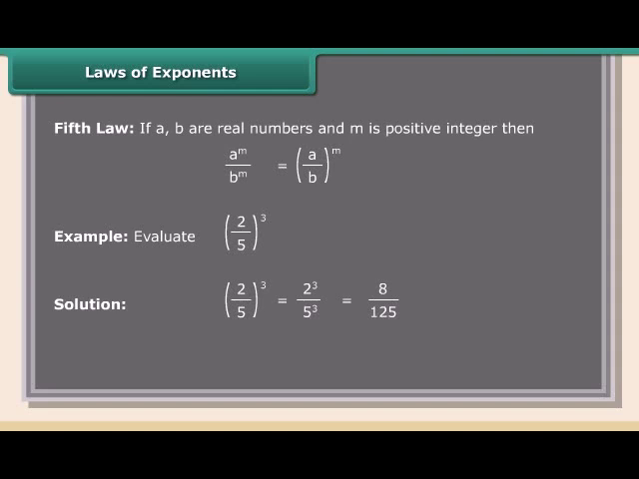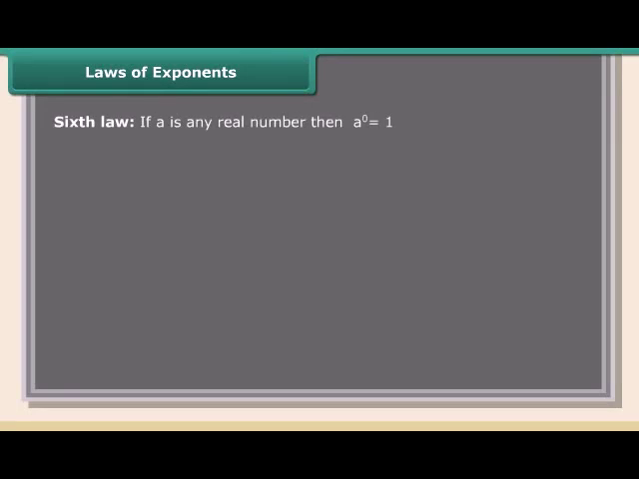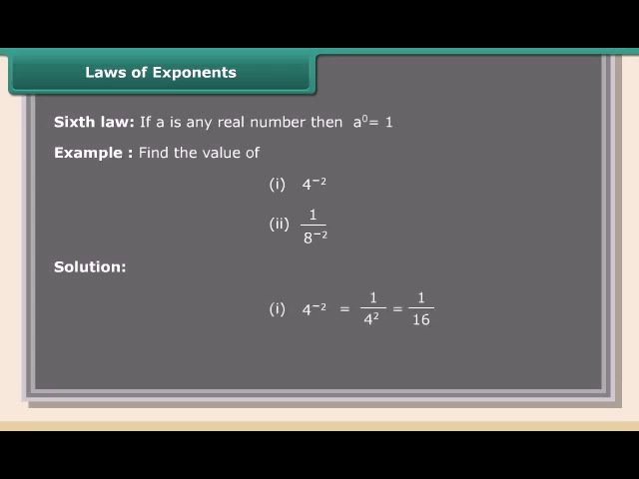Sixth law: if a is any real number, then a^0 is equal to 1. Example, find the value of 4^-2 and (1/8)^-2. Solution. 4^-2 is equal to 1 upon 4^2, which is equal to 1 upon 16. (1/8)^-2 is equal to 8^2, which is equal to 8 into 8, equals 64.